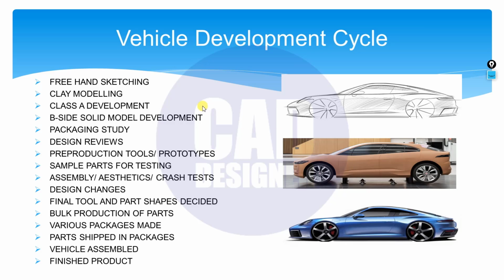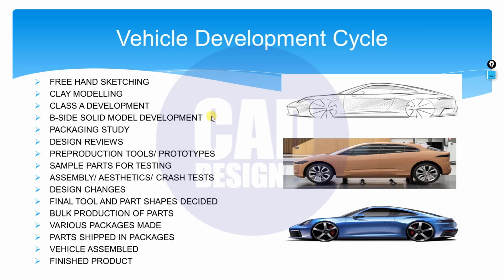Then once the clay modeling is finalized or the design is accepted, Class A development starts. Class A surface development is done in Autodesk Alias software. Also, the clay model undergoes scanning, and using this, the Class A surface is developed by the OEM, and then this Class A surface is shared with the design service company, which does the development work on the Class A surface.